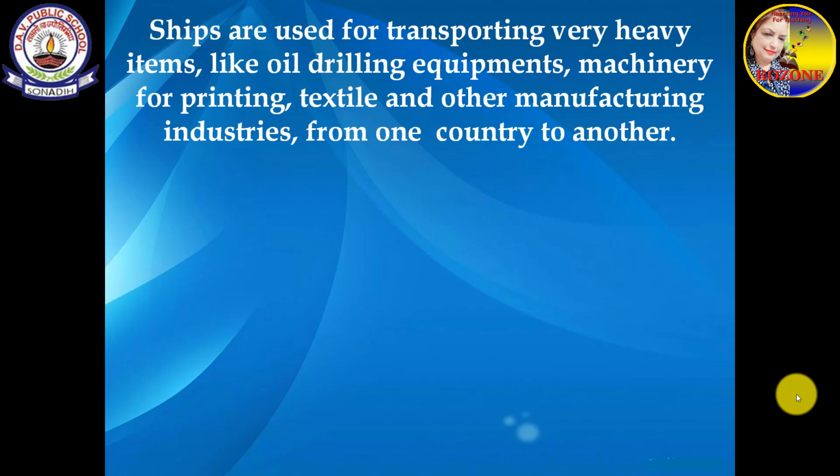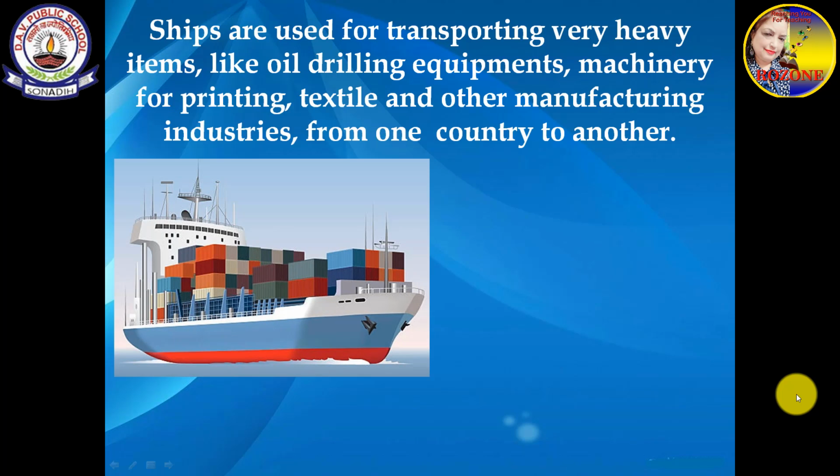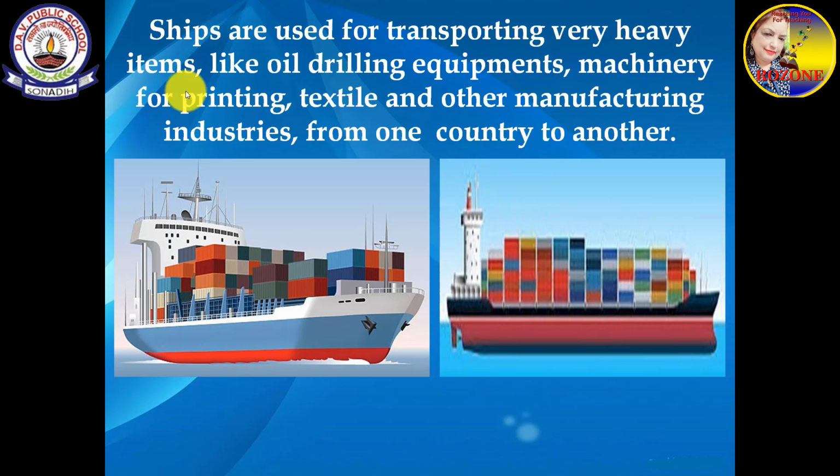Ships are used for transporting very heavy items like oil drilling equipments, machinery for printing, textile and other manufacturing industries from one country to another. So ships are also playing an important role in carrying heavy goods, heavy items like drilling machines to drill the oil from under the seabed, then machinery for printing. So many printing presses we have in our country, so we need big machines for the printing, and that's why all those things come through the ship.